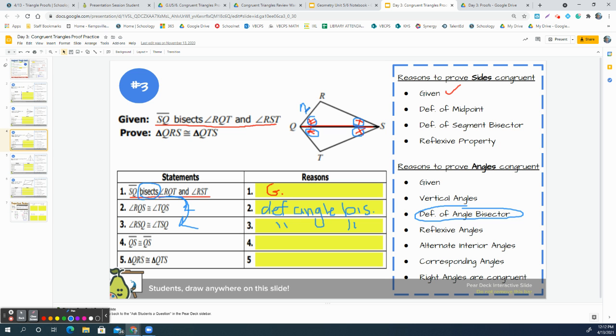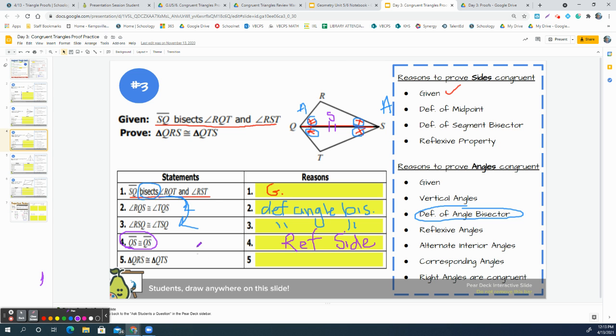So I've got angles on the left and angles on the right. What's my last piece of information here? QS and QS. Why can I mark that? We just used it in the last one. Why can I mark that last one? What is it? It is reflexive. Is it a reflexive side or a reflexive angle? It is a reflexive side.